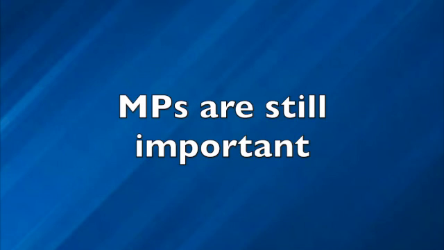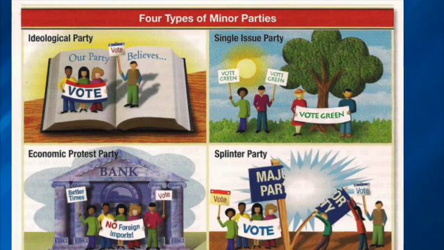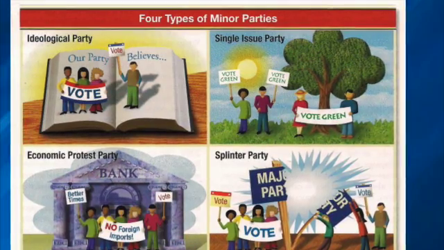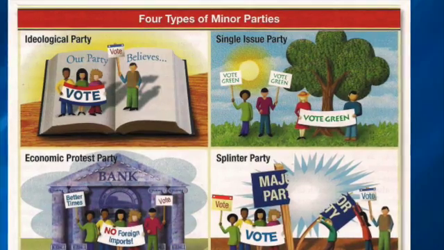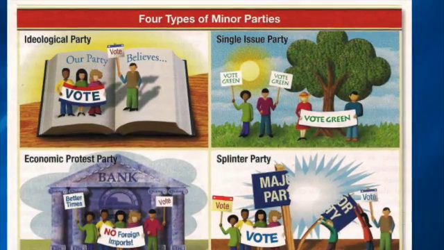Although minor party candidates often have little chance of winning, they are still very important. And there have been many minor party candidates to win elections at the local and state levels. So there are basically four types of minor parties: ideological, single issue, economic protest, and splinter parties.